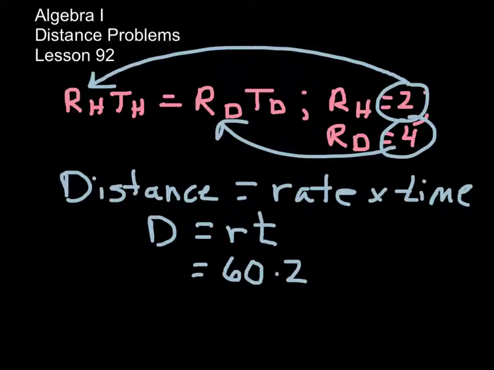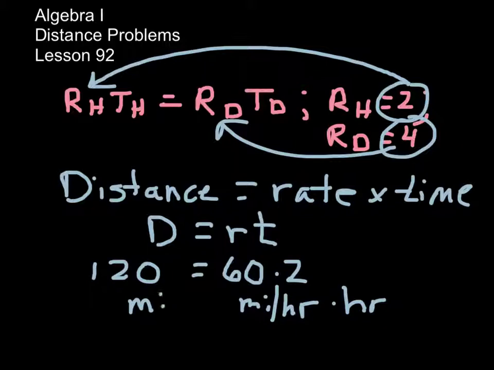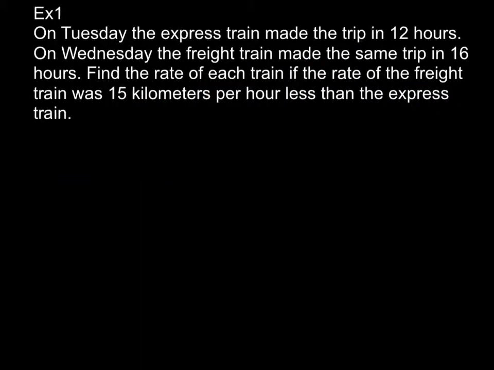Now to find the distance in this particular example, you take 60 times 2, and we find out that the distance would be equal to 120. And in this case, if 60 represents miles per hour, and time represents hours, then our distance would be 120 miles. So distance is equal to the rate times time, and this is something you want to make note of. Now let's take a look at example 1 and see how this ties together.